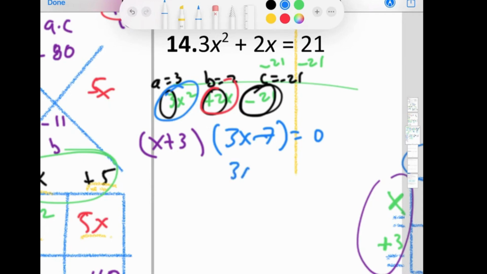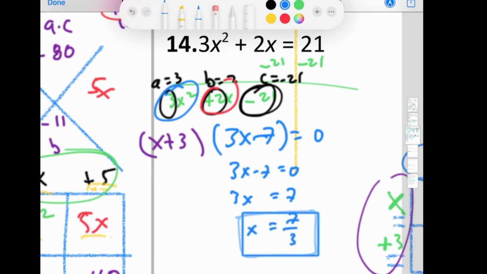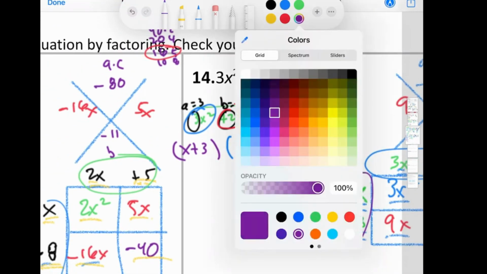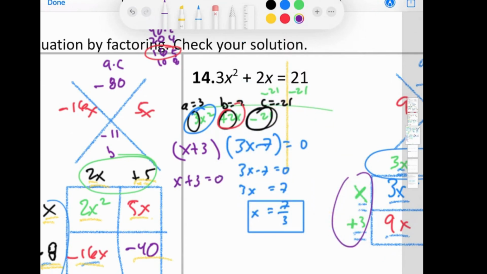Okay, so 3x minus 7 equals 0. Add 7, 3x equals 7. Divided by 3, x equals 7/3. And over here in the purple, x plus 3 equals 0. Subtract 3, x equals negative 3.